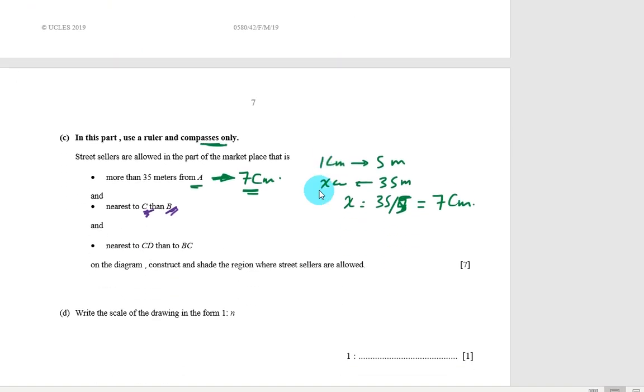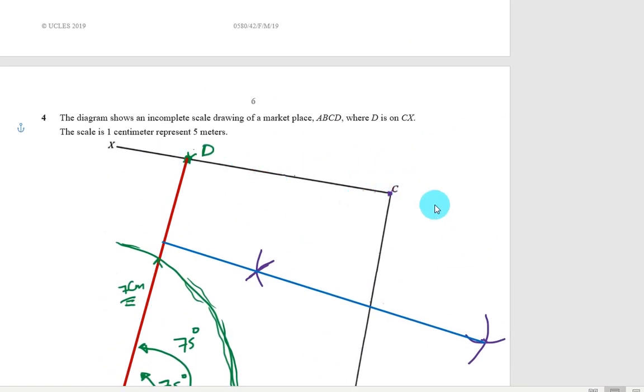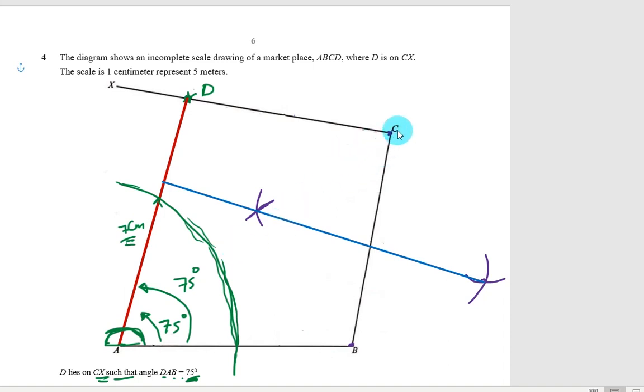Let us read the last condition: nearer to CD than BC, nearer to CD than CB. So we need now the bisector of angle C. Open your compass with any distance, stop at C, and draw an arc. Again, with the same distance, draw a second arc. Now stop at point 1 and make an arc, then stop at point 2 and make a second arc. Connect between point C and this point, and it will give you the bisector of angle C. So now this angle will equal this angle. Both angles will be equal.